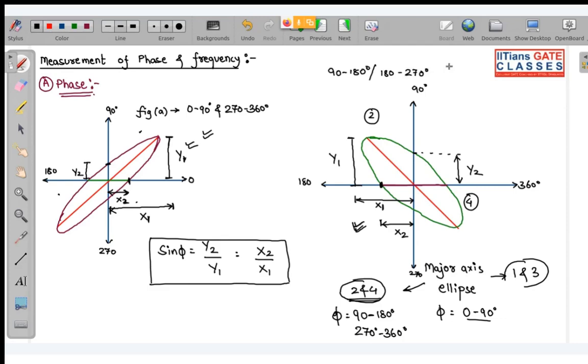Now, is it okay? It means I also have to see this theory part once again. Okay, I will also have to check.